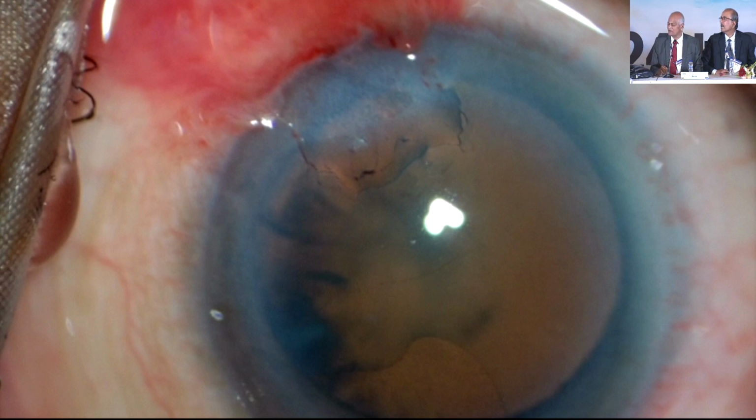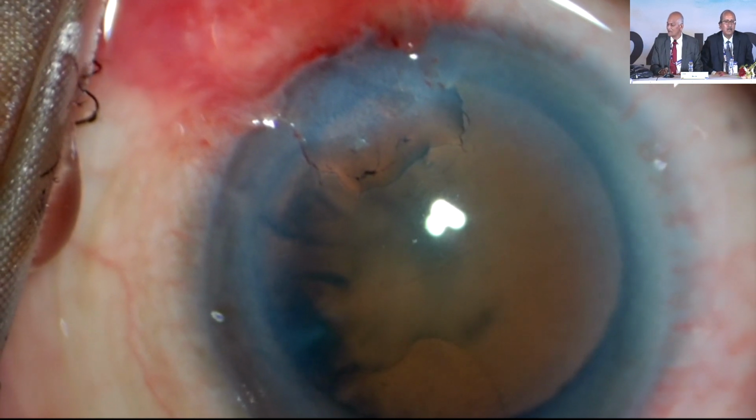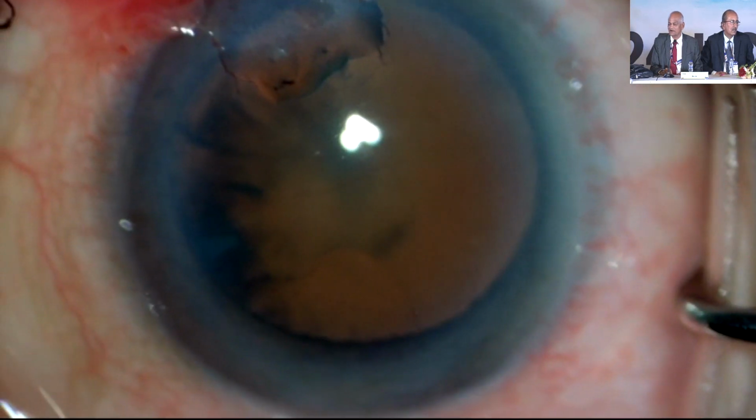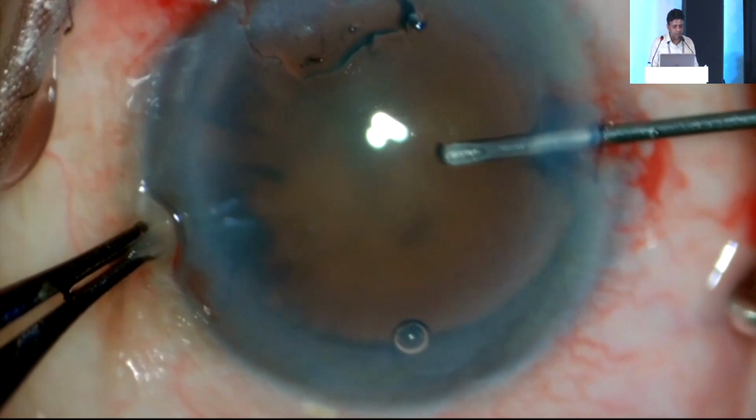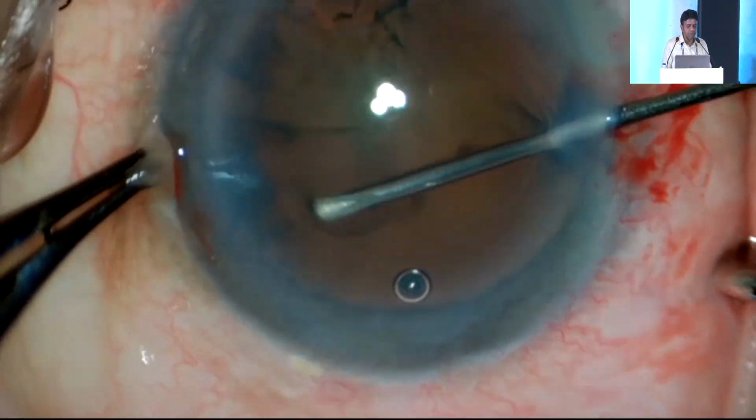Now this was not vitreous. Okay, go ahead with the case. Sir, this is another case. In this patient, I have done the pterygium excision and went ahead with the routine cataract surgery.